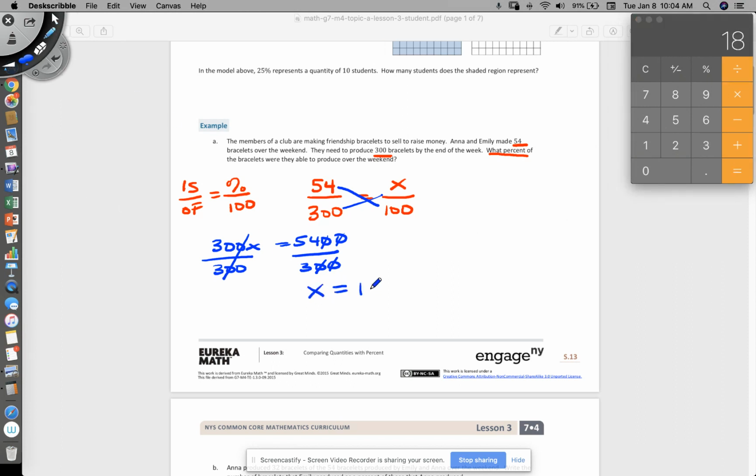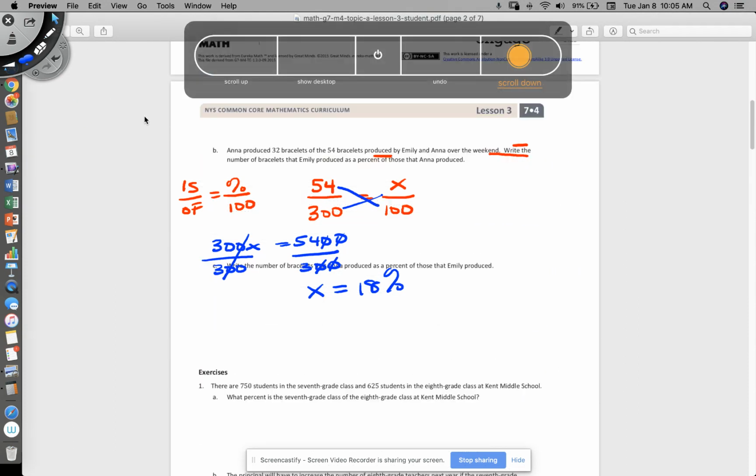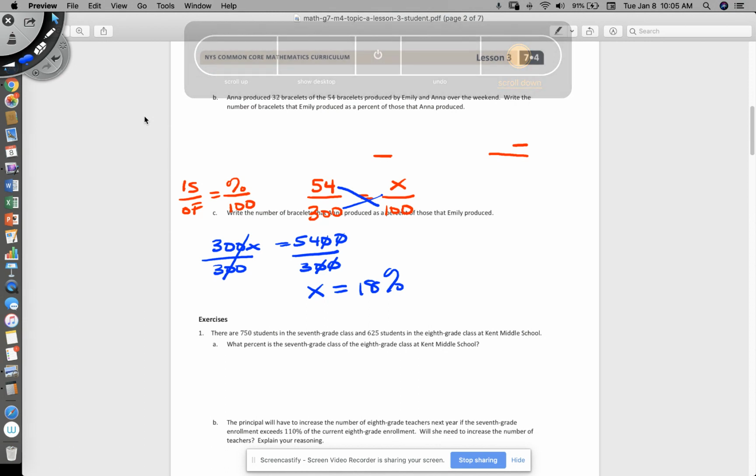So x equals 18 what? What was I solving for? Oh, percent. Don't forget to leave that percent symbol. 18 is a whole number. I need to know the percentage number. All right, let's move on to the next one. Clear this up real quick.